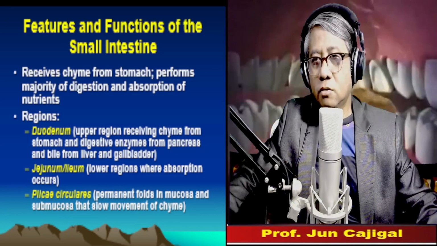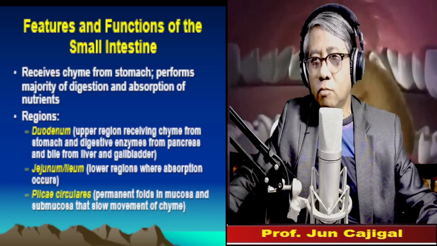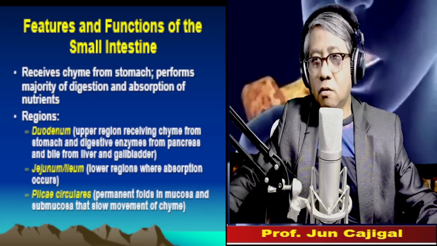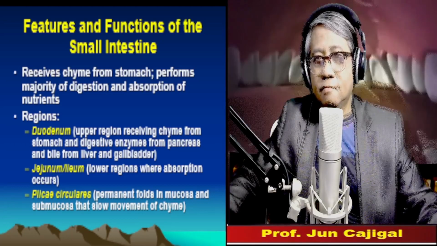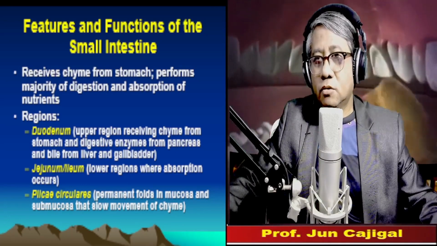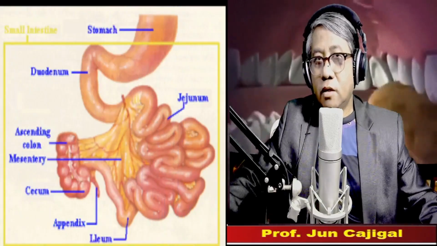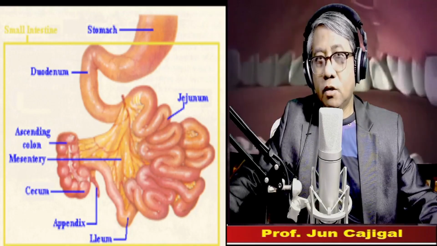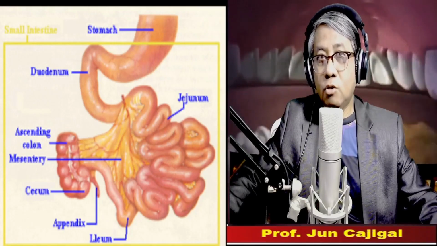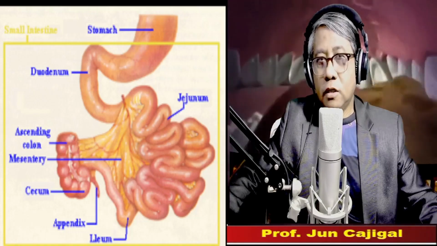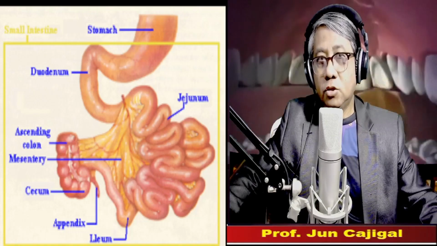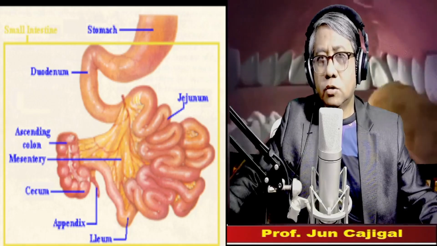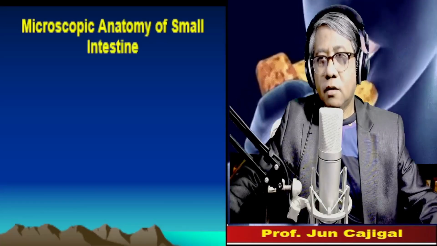Then we have the plicae circularis. These are permanent folds in the mucosa and the submucosa layer of the small intestine that slow down movement of chyme. So those are the features and functions of the small intestine. Now, this diagram shows the different sections of the small intestine. First, we have the duodenum, which is directly connected to the stomach. Then from the duodenum, we have the jejunum, and from the jejunum, we have the longest and coiled section of the small intestine, or ileum, where most of the absorption of digested food takes place.